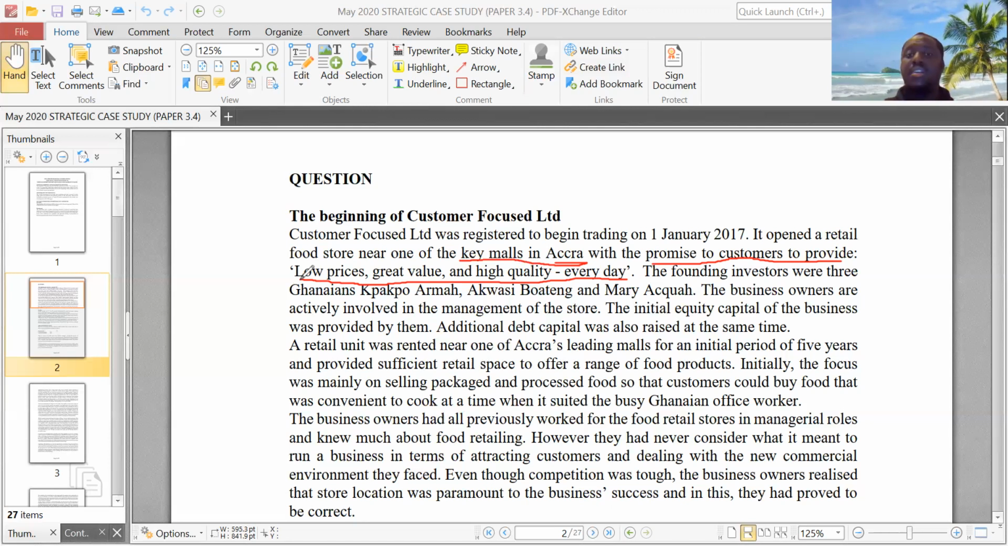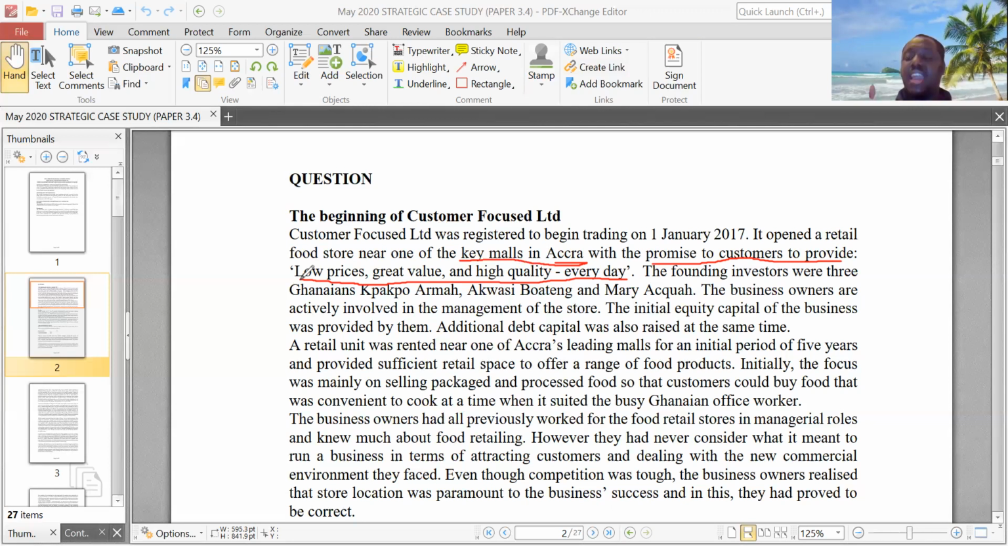And if they don't, it affects your strategic objective, since this is what CFL, or Customer Focus Limited, want to do every day. It sounds like they have a customer focus here. From this sentence, it seems like they have a customer focus, hence their name, Customer Focus Limited. It goes on to say that the founding investors were three Ghanaians: Bakpo, Ama, Akwesi Boateng, and Mary Aqua.